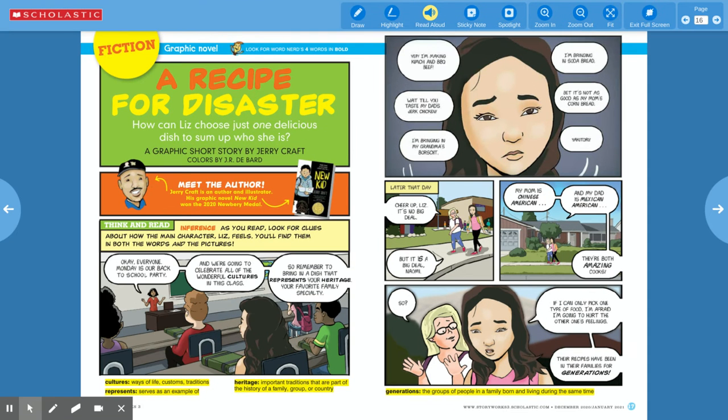Okay, a recipe for disaster. And it says, how can Liz choose just one delicious dish to sum up who she is? So it starts down here. And obviously who's talking? It looks like the teacher is, okay? So you follow it just like you're reading a book from left to right. Okay, everyone, Monday is our back to school party, and we're going to celebrate all the wonderful cultures in this class. So remember to bring in a dish that represents your heritage, your favorite family specialty.